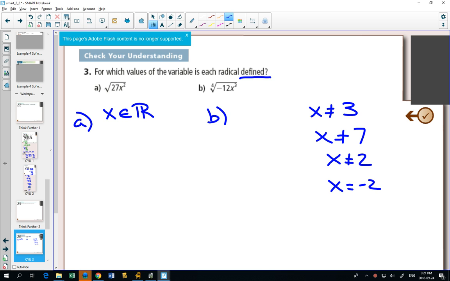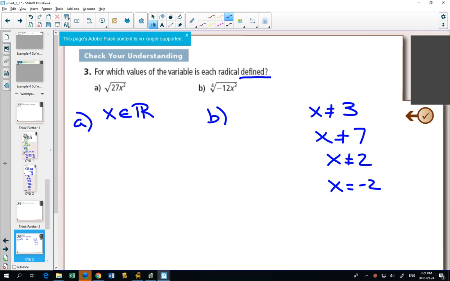-2 works. Because -2 times -2 times -2 is -8. And -8 times -12 is a positive number. So -2 works. What about another negative number? Will it work? So it seems to be so far that we've decided that negative numbers work and positive ones don't.